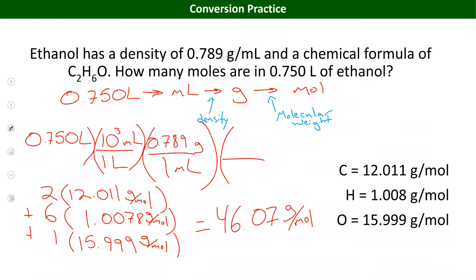So how are we going to write that to get it? We want that on the bottom so we can cancel out grams, right? So we get 46.07 grams on bottom, 1 mole on top. Yeah, it's something like 18, maybe. What do we get for an answer when we plug all that in? 12.82, and how many sig figs are we going to keep? Only three.